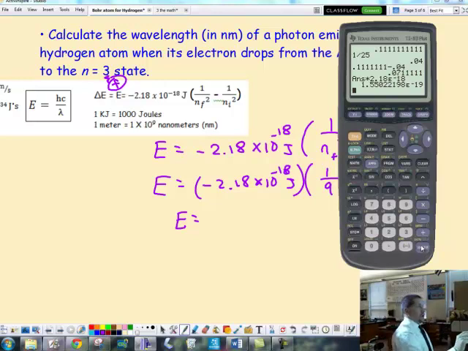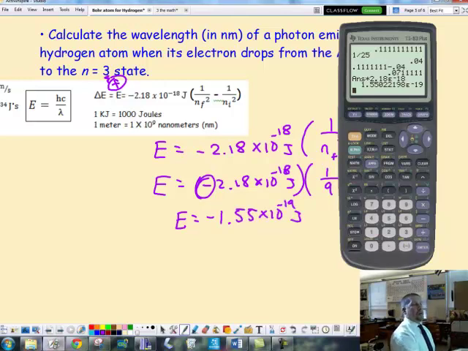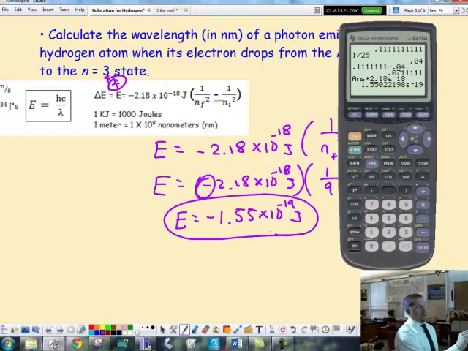And we get, now notice it's a negative sign here, so really we get negative 1.55 times 10 to the minus 19 joules. But as we talked about, it's not really negative energy. It means thermodynamically that the electron is losing energy. If it was positive, it would be gaining energy.